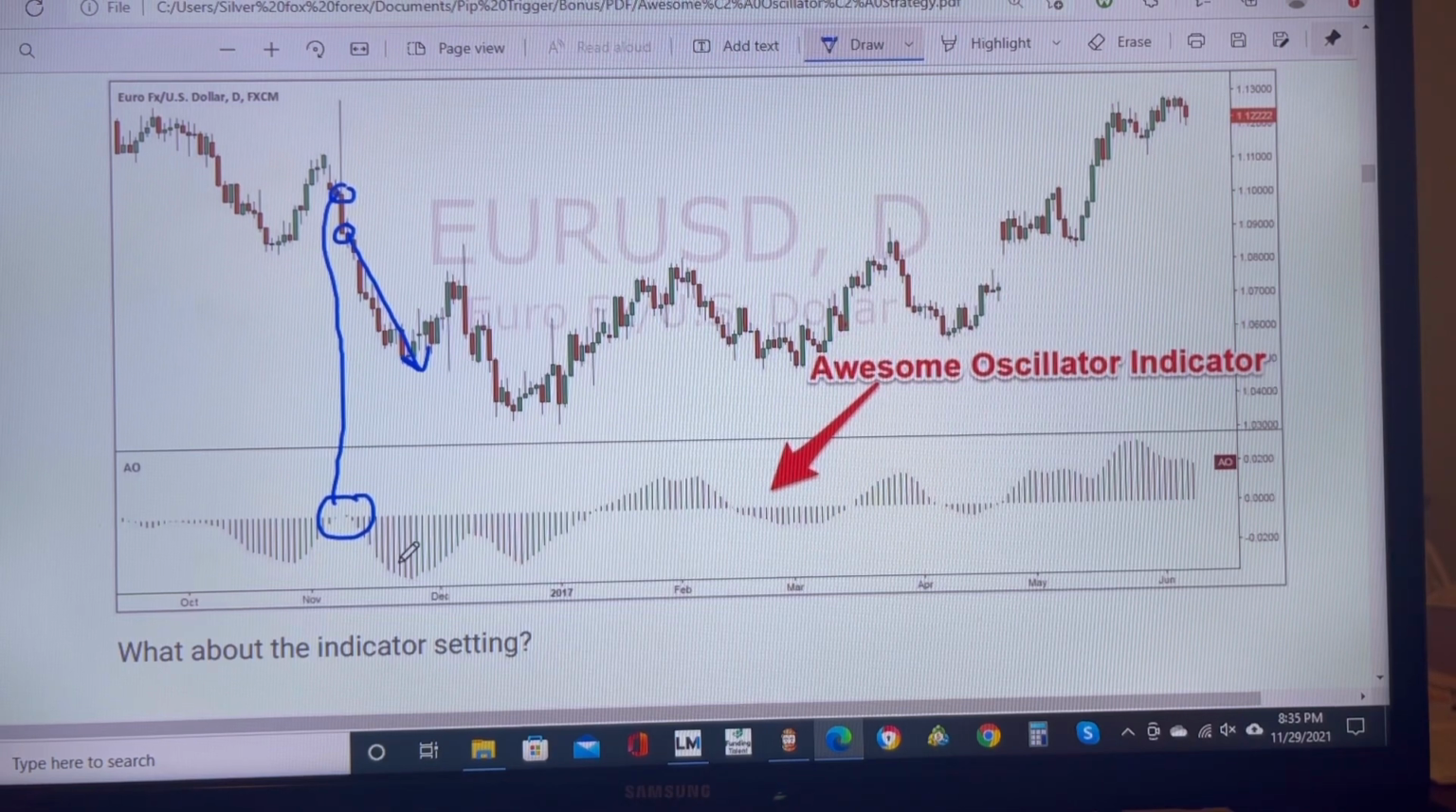The Awesome Oscillator is telling you that. And then it's also telling you when the party might be over here. So you've gotten your profit, you're good. So between here and here is where you would get in at, write it down, and you will get out.